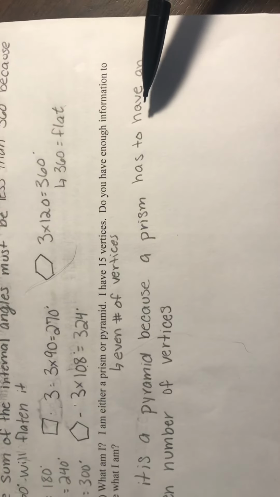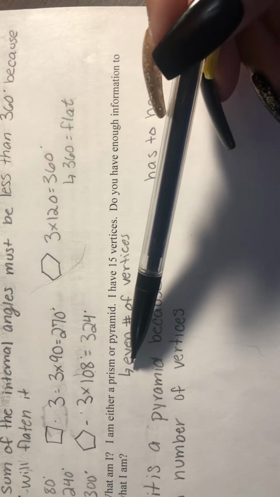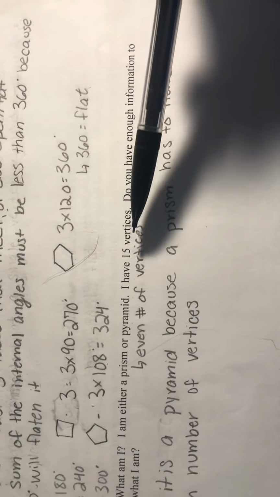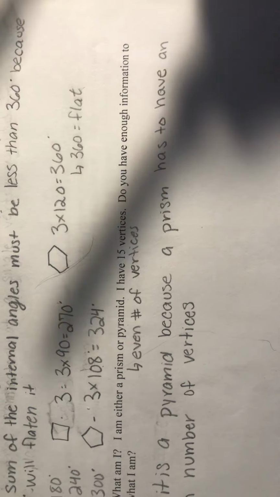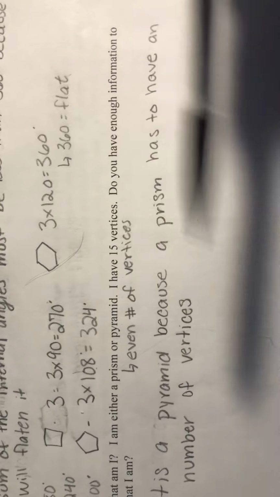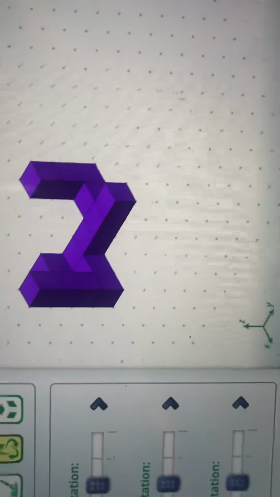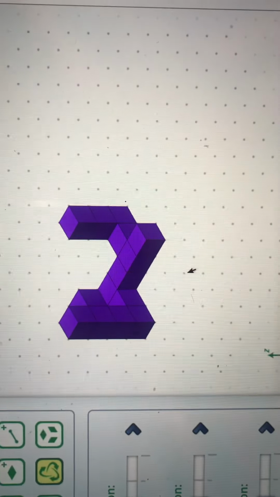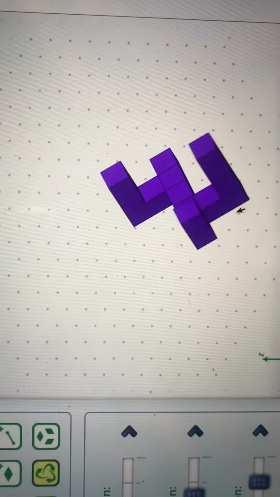For the third one, there is enough information. It is a pyramid because in order to be a prism, it has to have an even number of vertices, and this has an odd number. So given these 2 choices, it has to be a pyramid. And then for number 4, this is the drawing that I created.